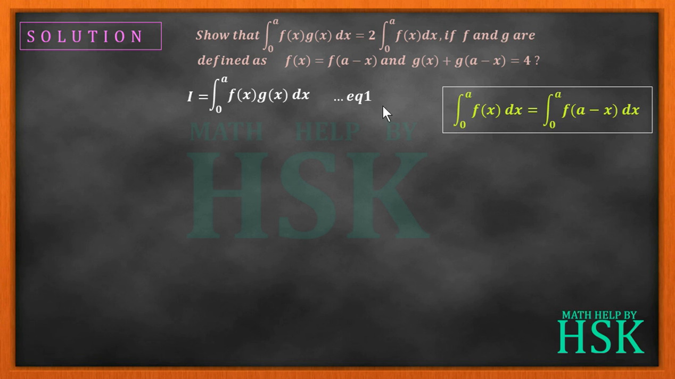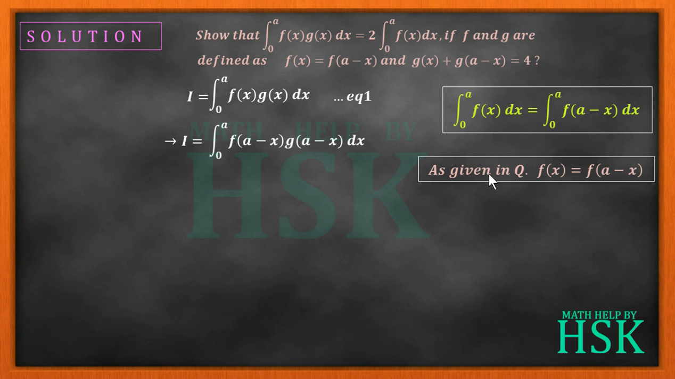First of all, I mark this as equation number 1 and apply this property that the integral of f of x dx from 0 to a is equal to the integral of f of a minus x dx from 0 to a. So on applying this property, this x and this x would be replaced by a minus x. So I'm going to get I as equal to the integral of f of a minus x g of a minus x dx from the limit 0 to a.